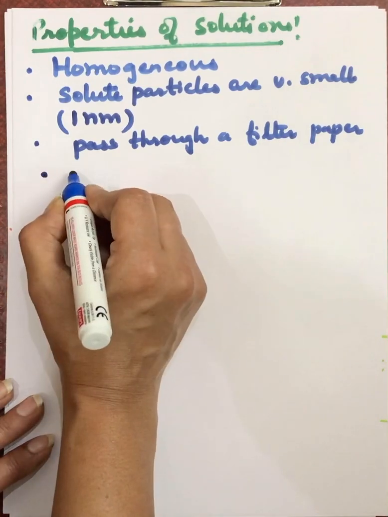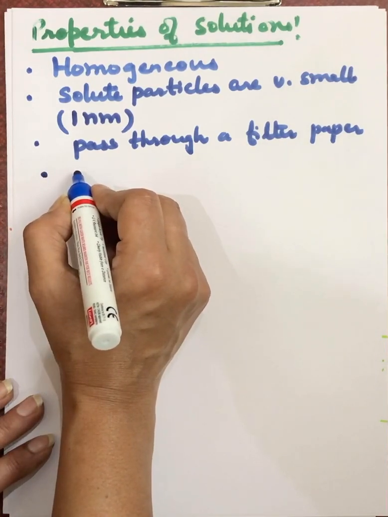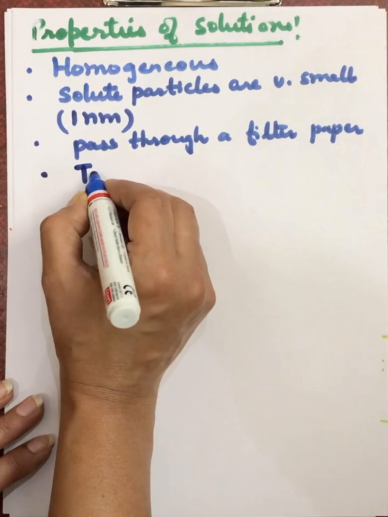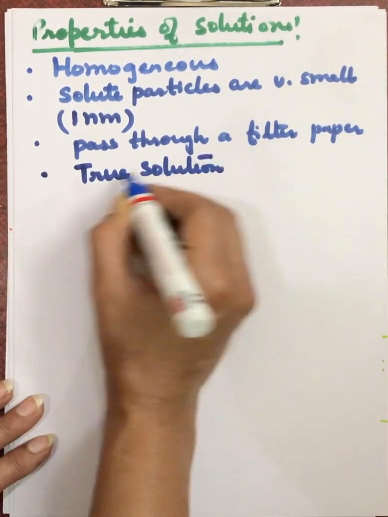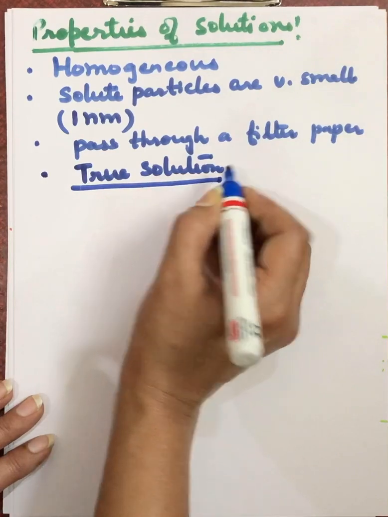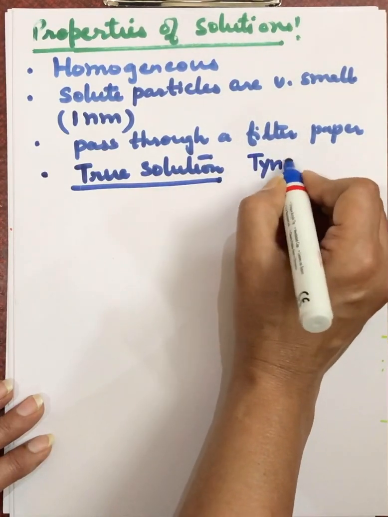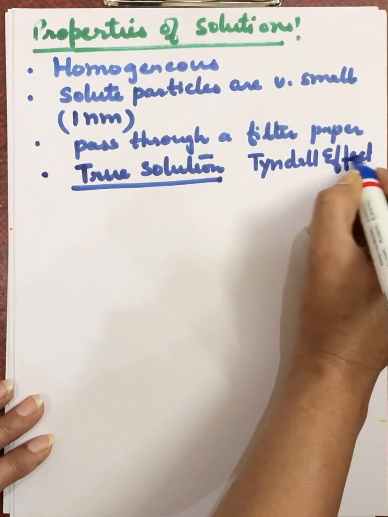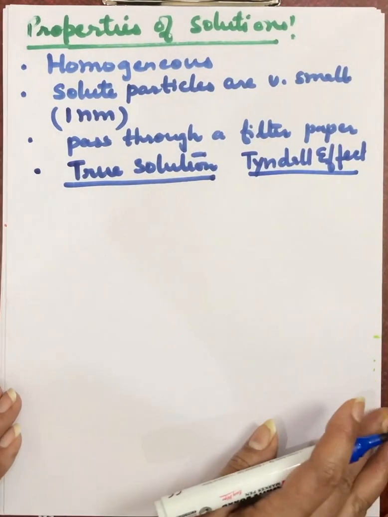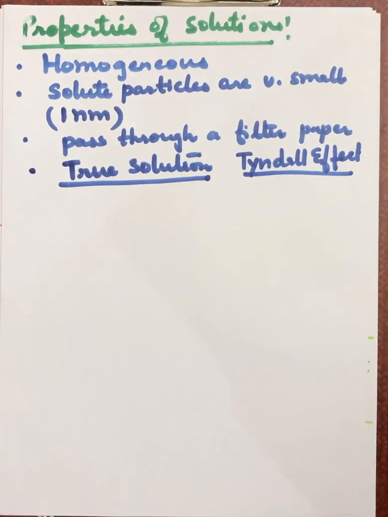We call these solutions true solutions. Remember, when we are talking about solution, we actually mean true solutions. They do not show Tyndall effect. This property is not shown by these solutions. Now the question here is, what is the Tyndall effect?